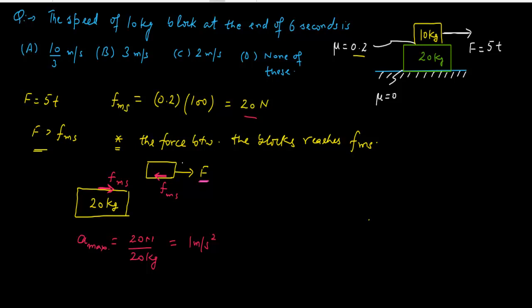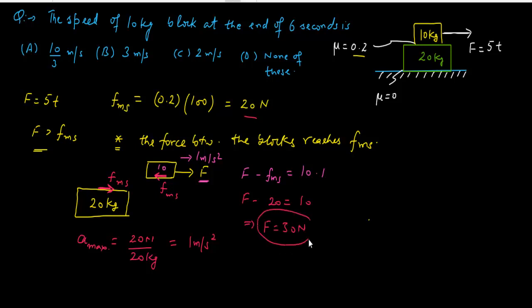So if we assume that the applied force has just created an acceleration of 1 meter per second square in this block of 10 kilogram also, then applying Newton's law, F minus FMS is equal to mass into acceleration, and we know that F minus FMS is 20 Newton and 10, so this gives us F is equal to 30 Newton.